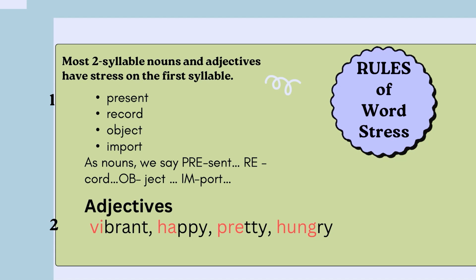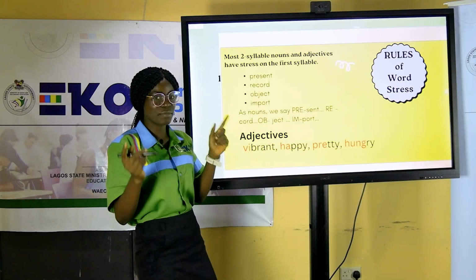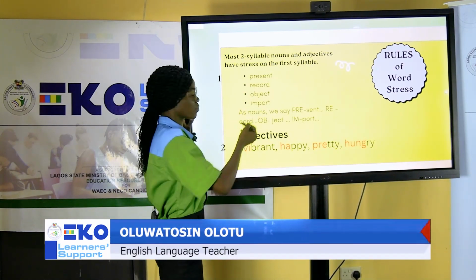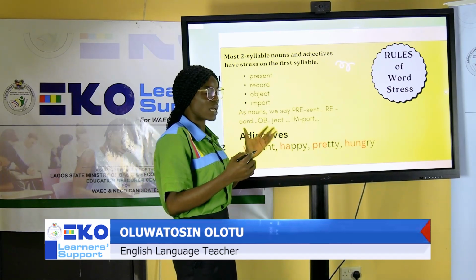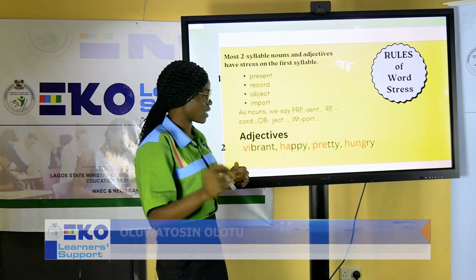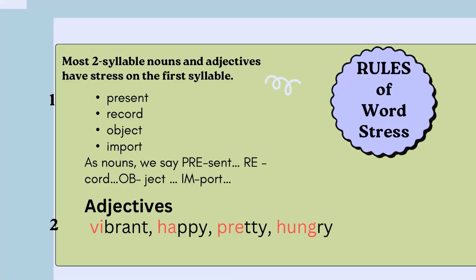Present. Present, because the first syllable is stressed, so it should be pronounced as PREsent. Let's take note of something: some nouns can also be a verb. We are going to look at that in our next slide. So the first word is present, then record, then object, import.